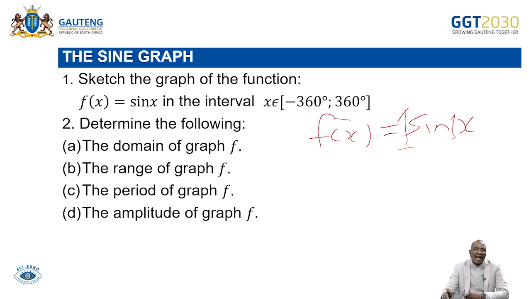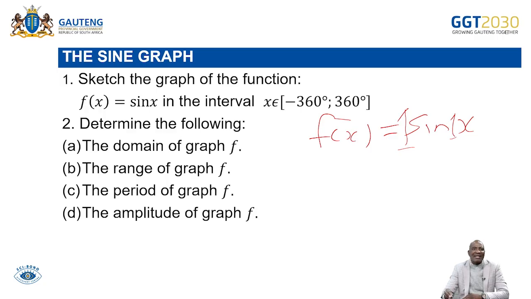Right, after having drawn that graph, like in number 1, the question says, sketch the graph of the function f of x equals 2 sine x in the interval x element of negative 360 to 360 in that closed interval. Having sketched your graph, you are expected to answer the following questions. The first question then says, determine the following: the domain of the graph f, the range of your graph f, the period of your graph f, and the amplitude of your graph f.